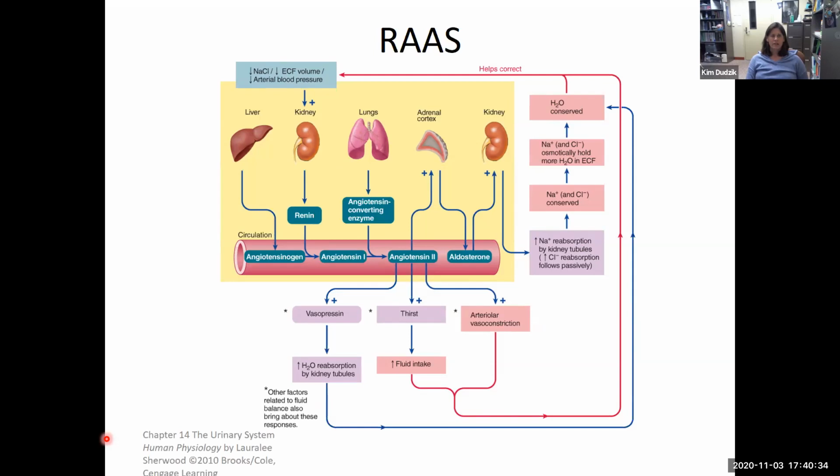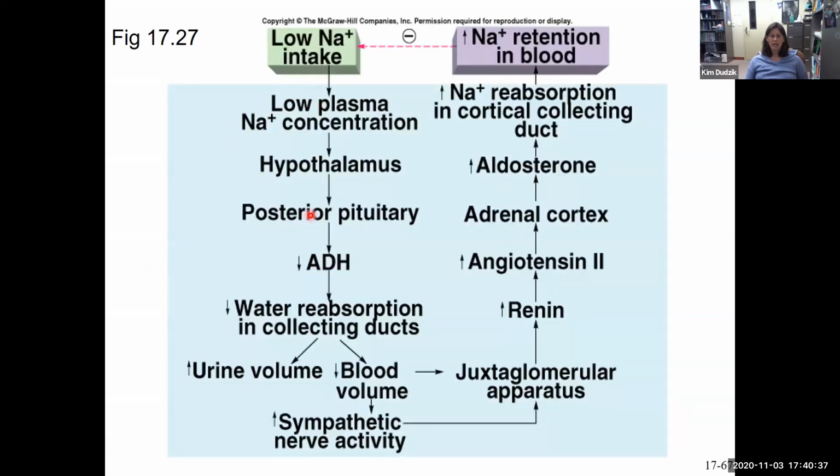All right, so here's another way of looking at that: homeostatically controlled sodium. You can step through this flow chart. Low sodium intake, it's going to be low in the plasma. The hypothalamus is going to cause the posterior pituitary to stop releasing antidiuretic hormone so that we stop reabsorbing water. That increases our urine. So it keeps the water in the nephron so that we make more urine. That lowers our blood volume.